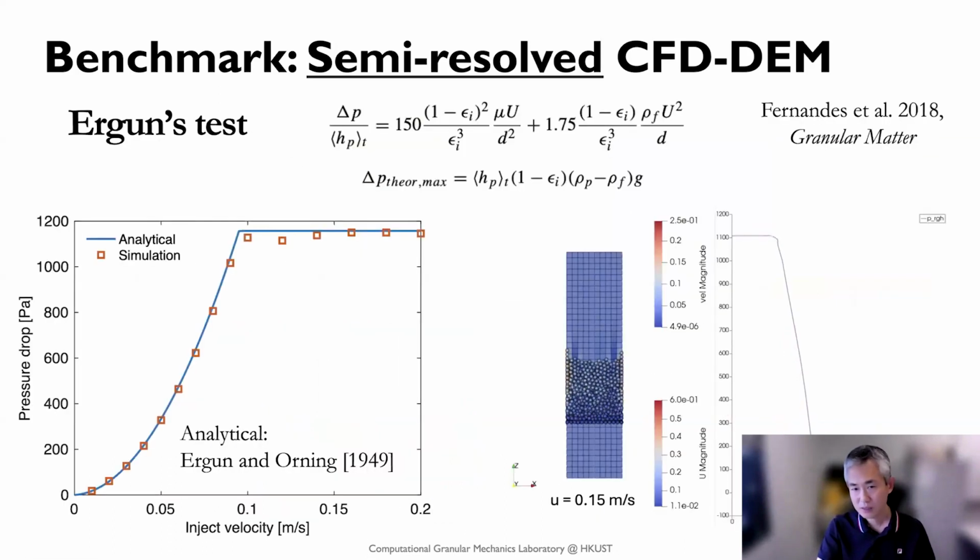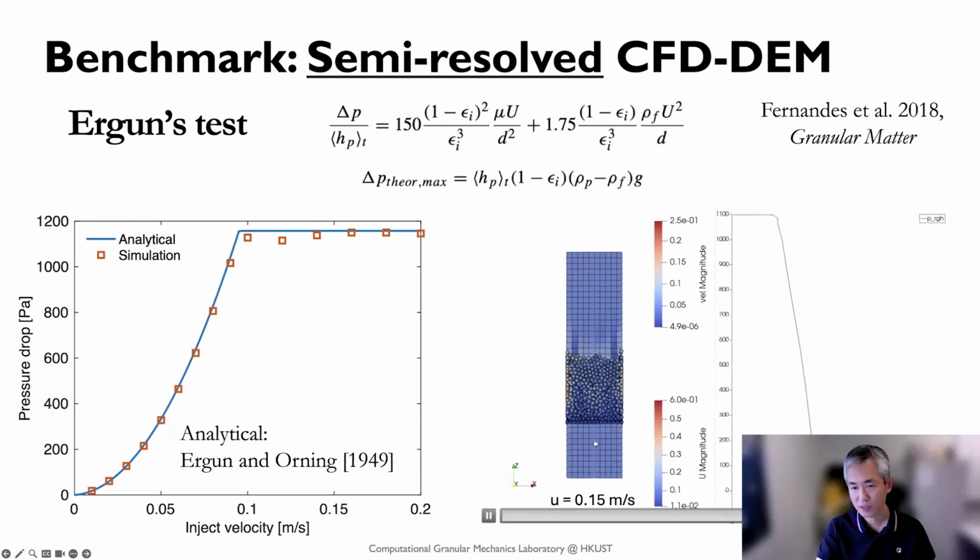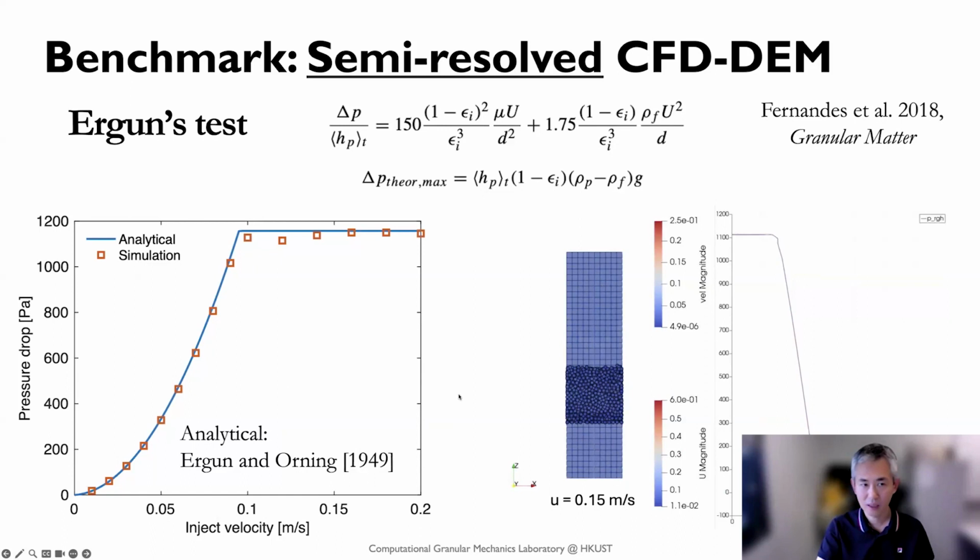And another benchmark example is what we call the Ergun test, where we have pressurized water flowing from the bottom to the top, and in this part we have a region of particles where the particle size and the fluid cell are comparable. These are some analytical solutions developed for comparison for this Ergun test here.